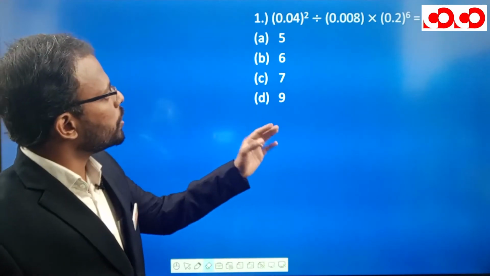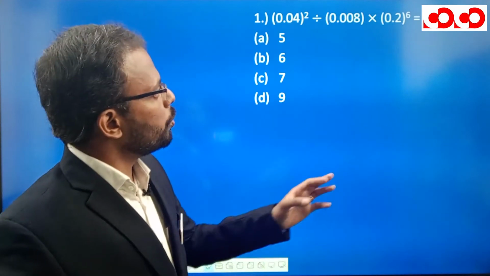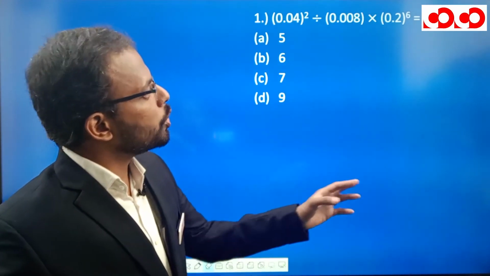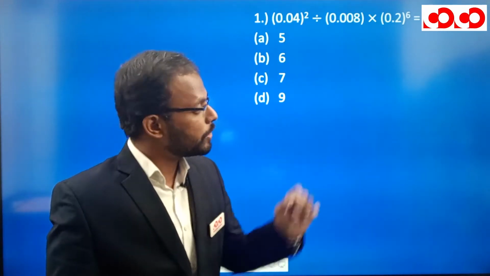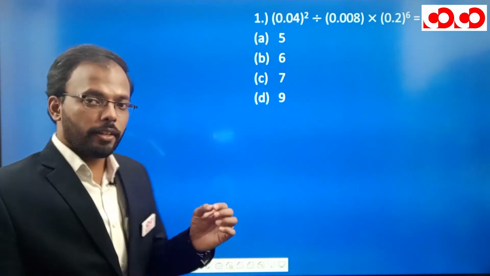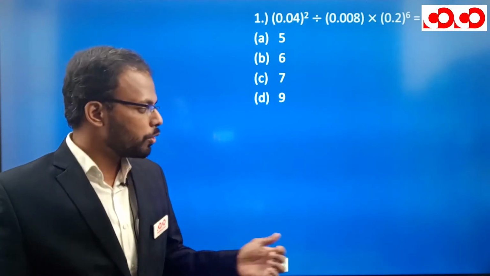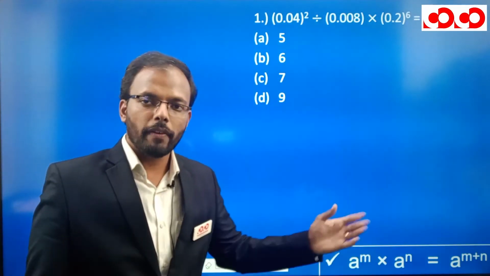It is given (0.04)^2 divided by 0.008 into (0.2)^6 is equal to 0.2 to the power of question mark. You have to find the value that will come in the place of the question mark. So this is a question from your surds and indices, and the formulas which are going to be used: a to the power m multiplied by a to the power n gives you a to the power m plus n.